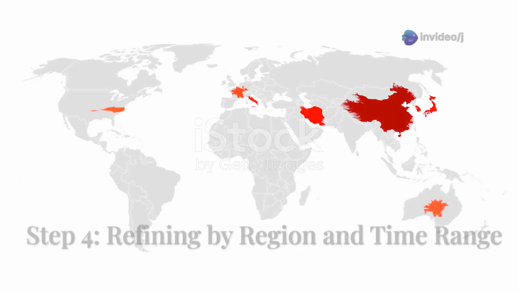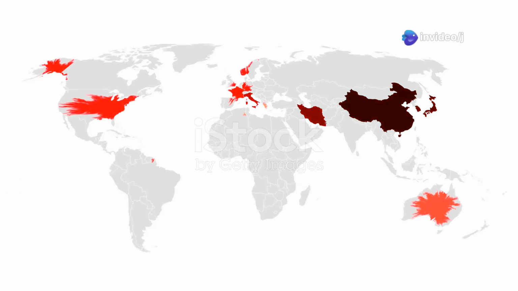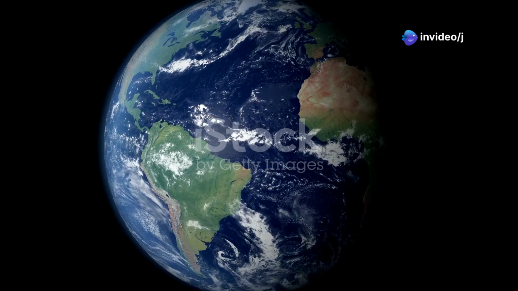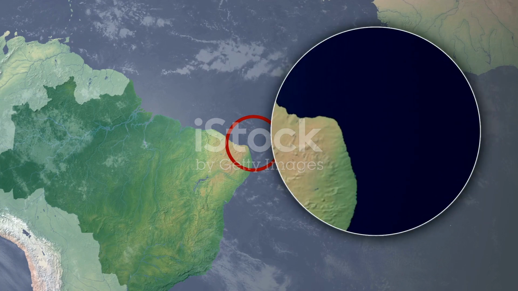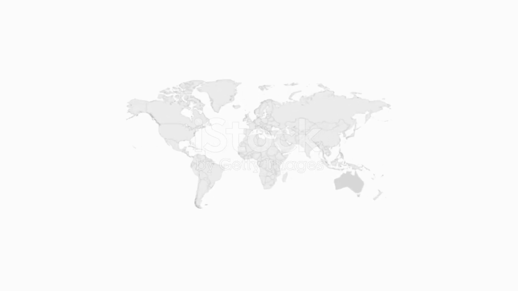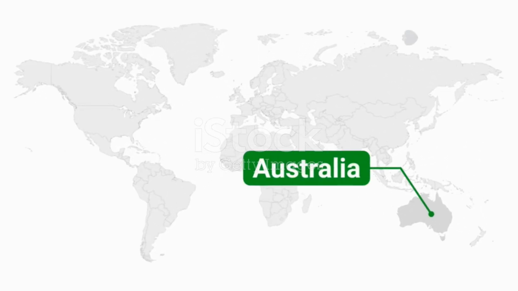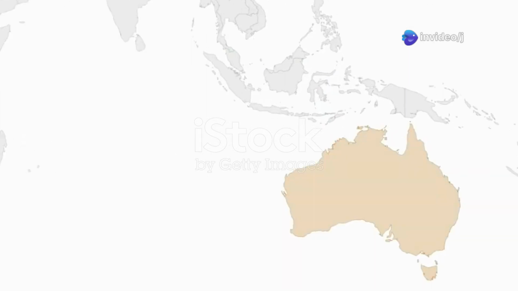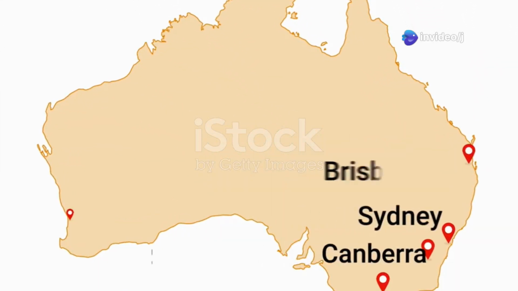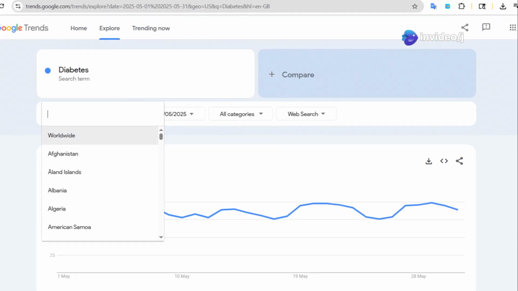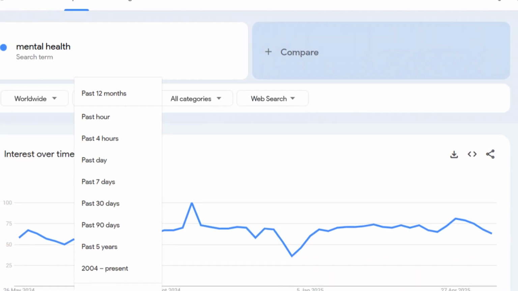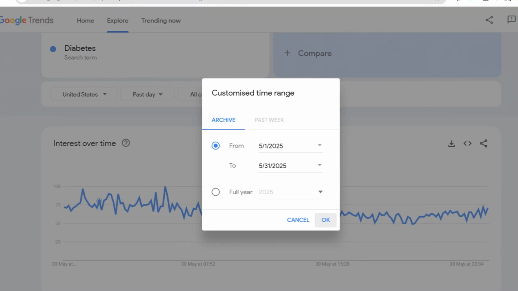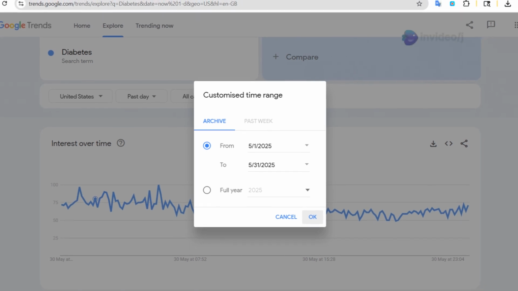Step 4 is refining by region and time range. Now that we've seen how to explore topics globally over the default time frame, let's refine our analysis by geography and time. This is extremely useful if your research will focus on a specific location, or if you want to see very recent trends. Adjust the region to focus on a specific country or sub-region. Change the time frame to see trends over periods like past 12 months or 2004 till present.